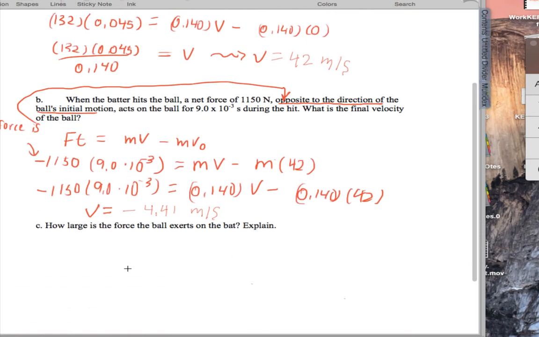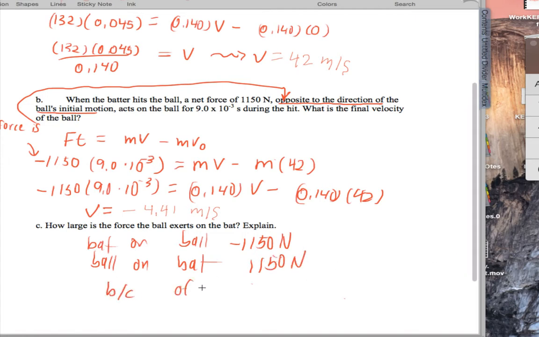Now here's an interesting question. We know the force of the bat on the ball is negative 1,150 newtons. Therefore, the force of the ball on the bat is going to be the same 1,150 newtons in the opposite direction because of Newton's third law. So that wraps up the homework question.